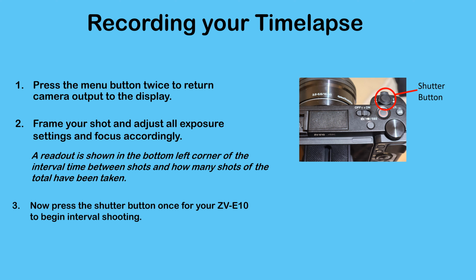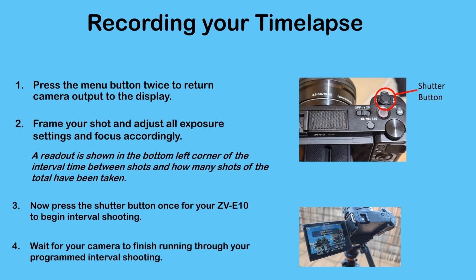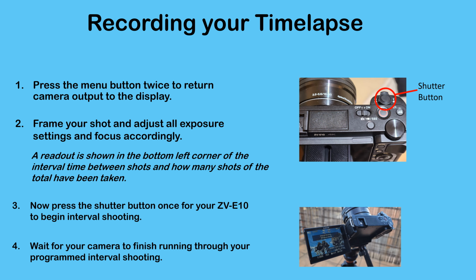When you and your scene are ready, press the shutter button once for your ZV-E10 to begin interval shooting. Now just wait for your camera to finish running through your programmed interval shoot.